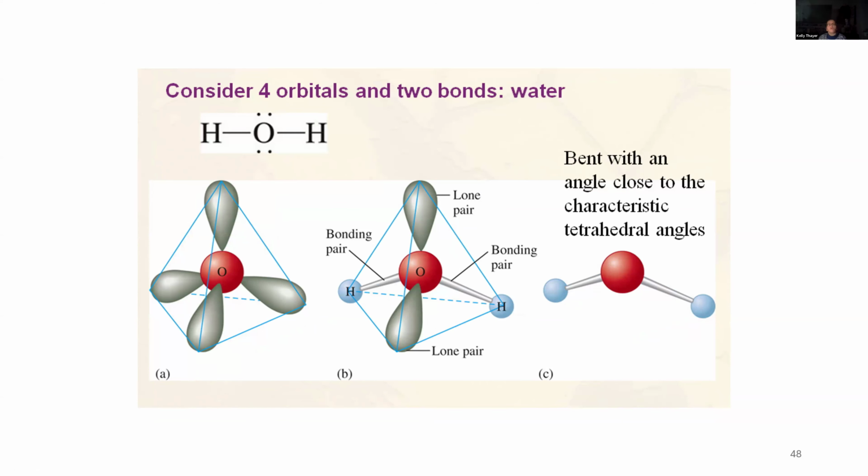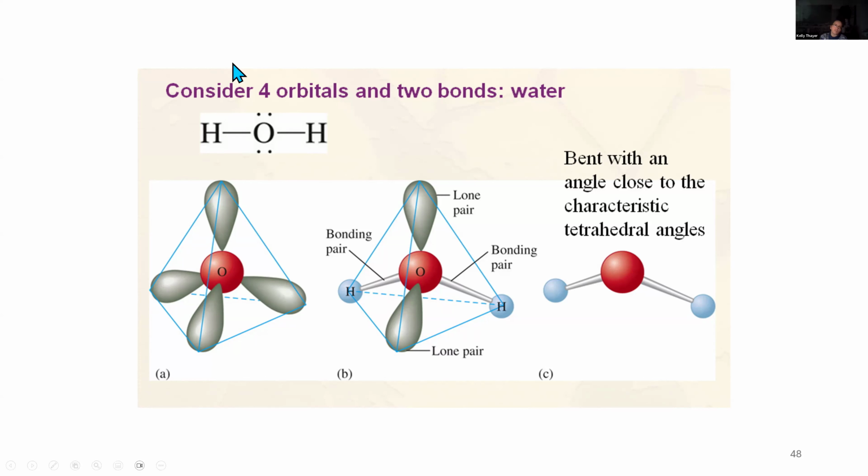So suppose we have four orbitals with two bonds. Water is an example of this. So here's oxygen. Oxygen has 6 electrons around it, 2, 4, 5, and 6, and hydrogen has 1. So this is bonds between these. Your initial thought might be, oh, water should be linear, but that's actually not true.